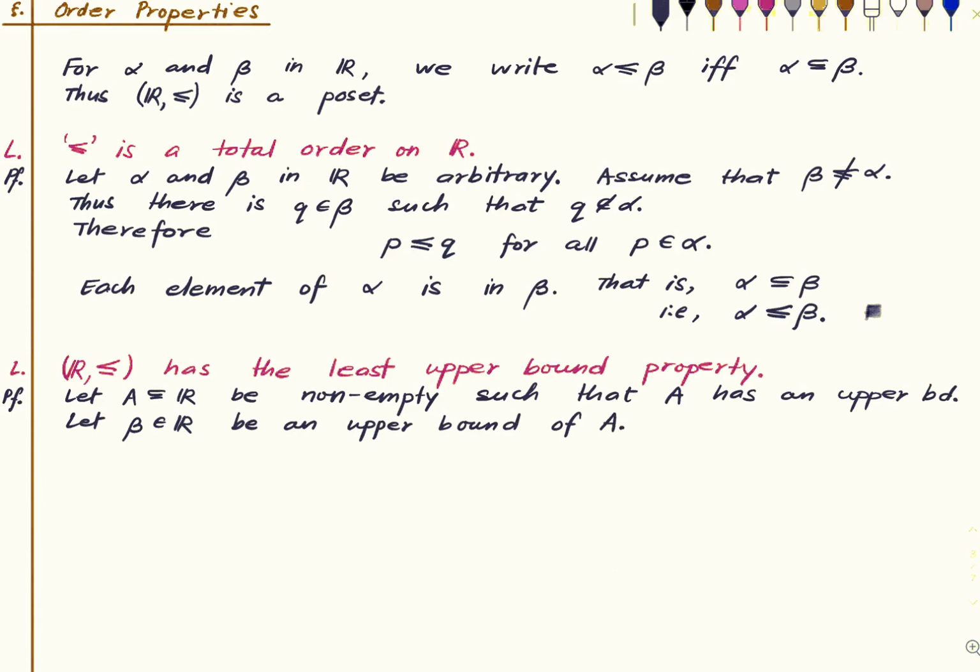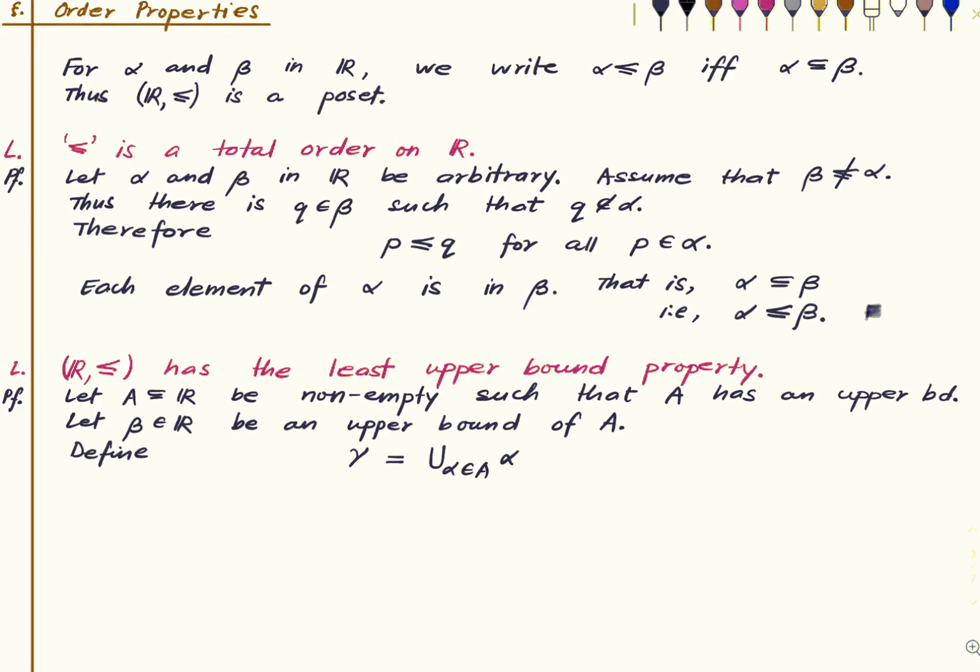And define gamma as the union of all the things in A. So here we are taking a union over a possibly infinite set. All this means is that you collect all those rational numbers which are in at least one element of capital A. Every element of capital A is a bunch of rational numbers. You collect all the rational numbers that you can find that way. That's what gamma is. So gamma is a subset of the rational numbers. We claim that gamma is a cut.